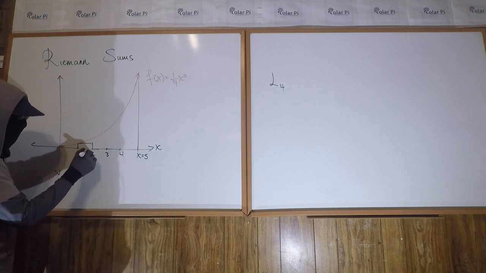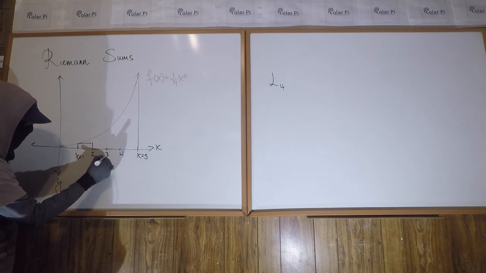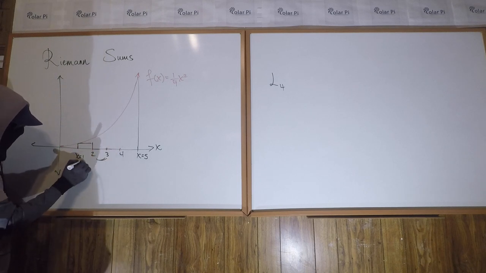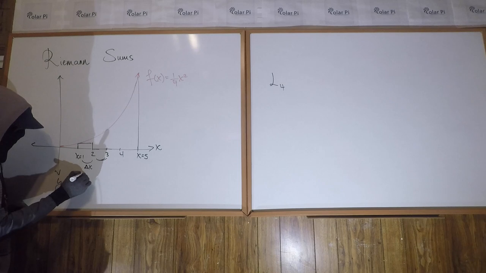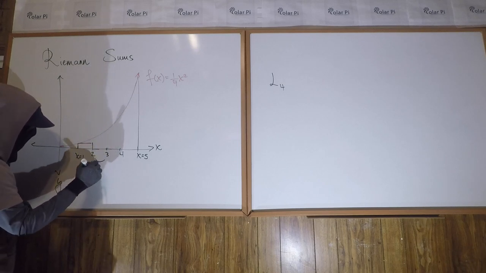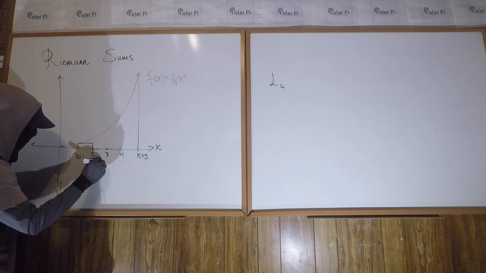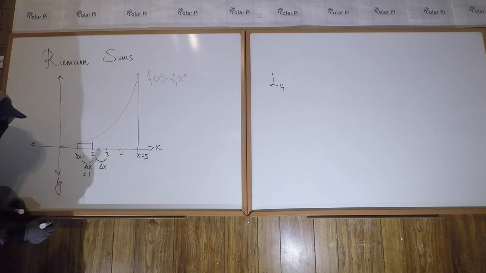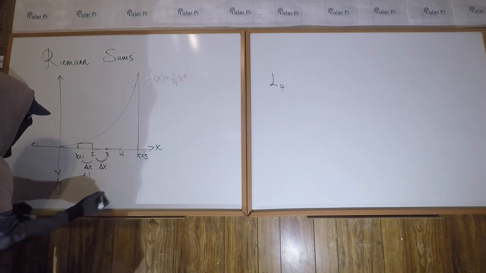And so on the next rectangle, which will concern this width, right? First, we have this width, and this is delta x. Clearly, delta x is equal to 1. Since we said that we're going to use rectangles with the same width, this here is also delta x. So therefore, equal to 1. Delta x again, another delta x.